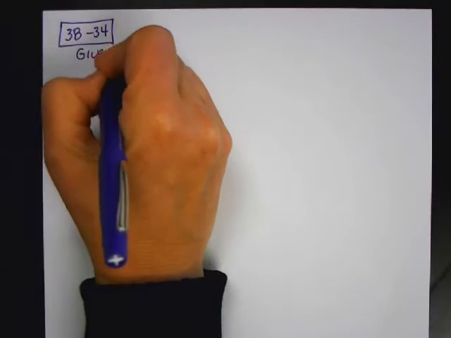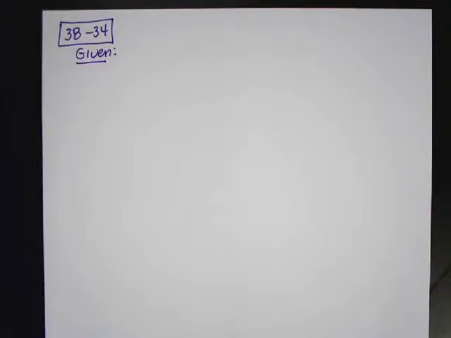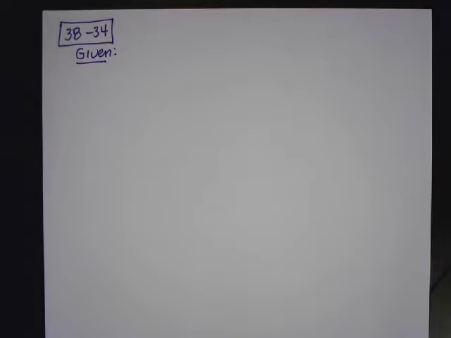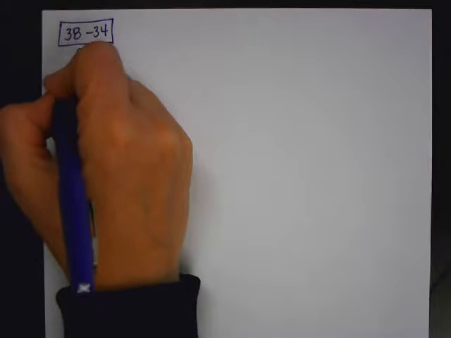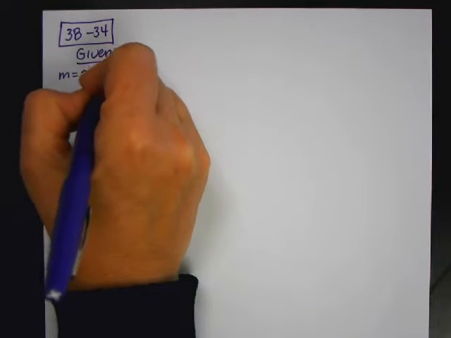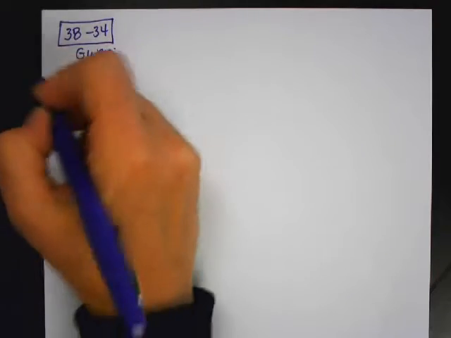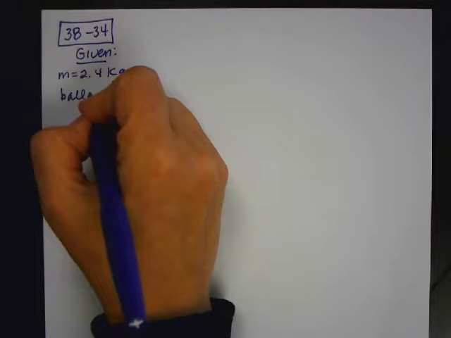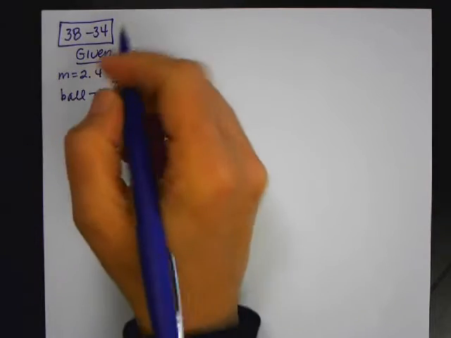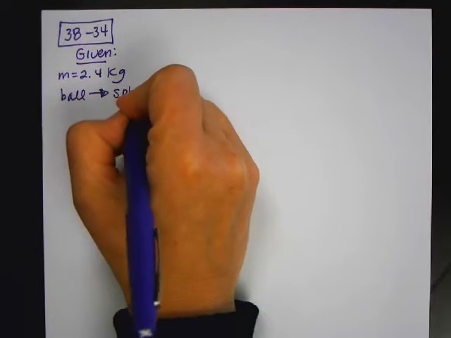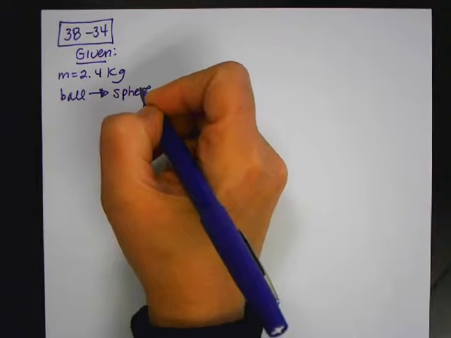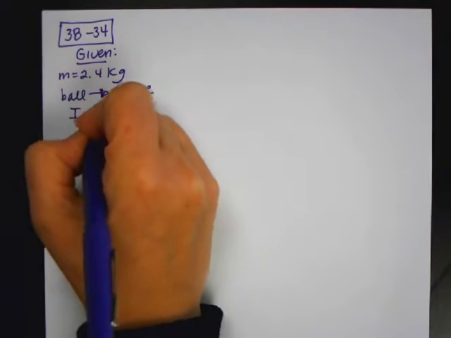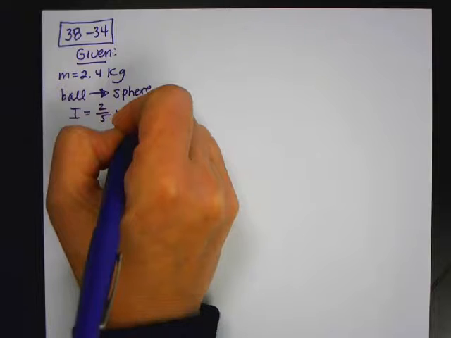So I'm going to write down my givens because there's a lot of information in this problem. It says a 2.4 kilogram ball, so the mass is equal to 2.4 kilograms. Now it's a ball, and the shape is important if it's rolling, because it has to do with the moment of inertia. A ball is a sphere, and I know the moment of inertia of a sphere is 2/5 mr squared.